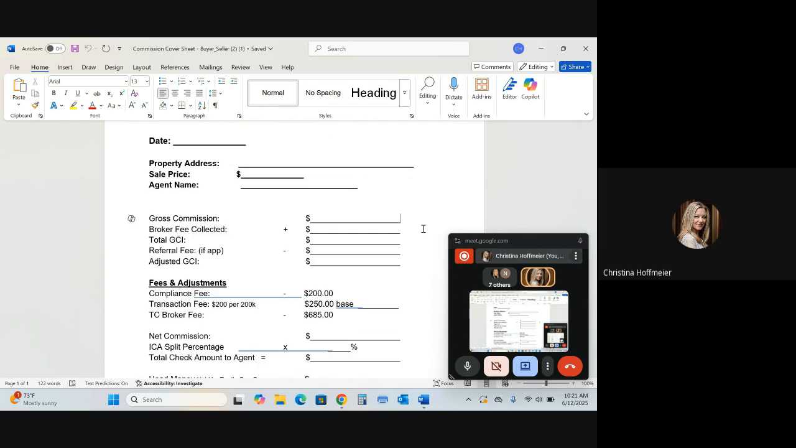All right. Next, we're going to take out any referral fees. So if this seller was a referral, maybe it was a 30% referral, we're going to take out the referral fee based on the gross commission only, not the broker fee, unless that is an OpCity referral. OpCity takes from the broker fee as well. So you would subtract the amount of the broker fee, and then you would add all of those things up. So you're adding the gross commission, the broker fee collected, minus the referral fee to get your adjusted gross commission income.